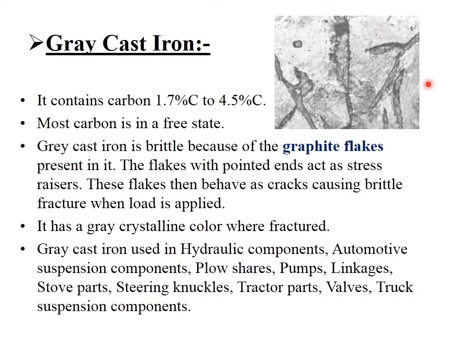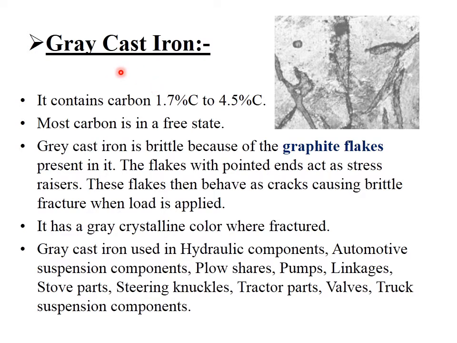Another reason why it is called a gray cast iron: when you break any gray cast iron in two pieces and look at the fractured surface, it appears gray in color, and that gray color is nothing but the graphite flakes. So that is the reason this cast iron is known as a gray cast iron.